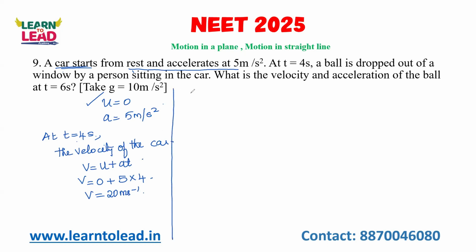Then, what is the velocity and acceleration of the ball at t is equal to 6 seconds? See, at t is equal to 6 seconds, the velocity of the ball in the x direction is 20 meters per second. So this is due to the motion of the car.